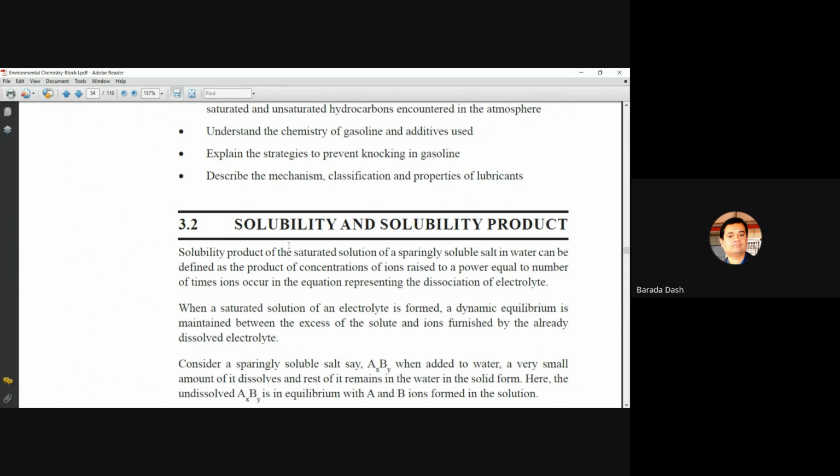Solubility product of a saturated solution of a sparingly soluble salt in water can be defined as the product of concentration of ions raised to the power equal to the number of times ions occur in the equation representing the dissociation of electrolyte. When a saturated solution of an electrolyte is formed, a dynamic equilibrium is maintained between the excess of the solute and ions furnished by the already dissolved electrolyte.